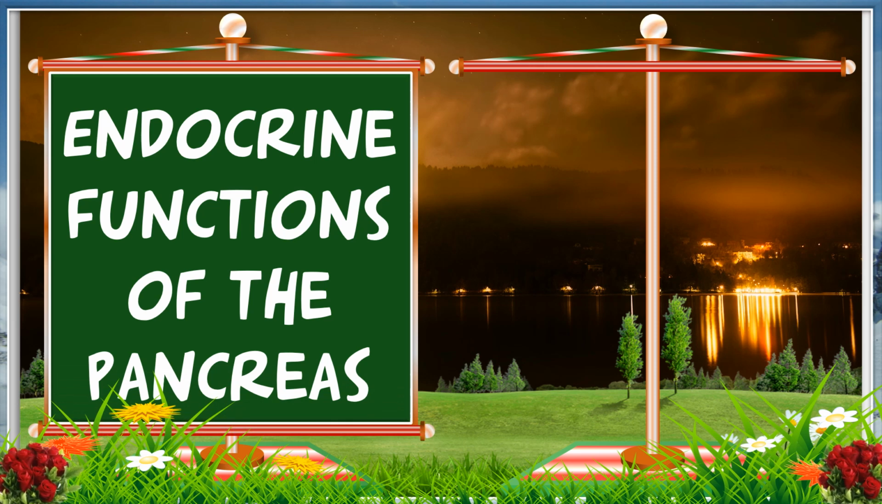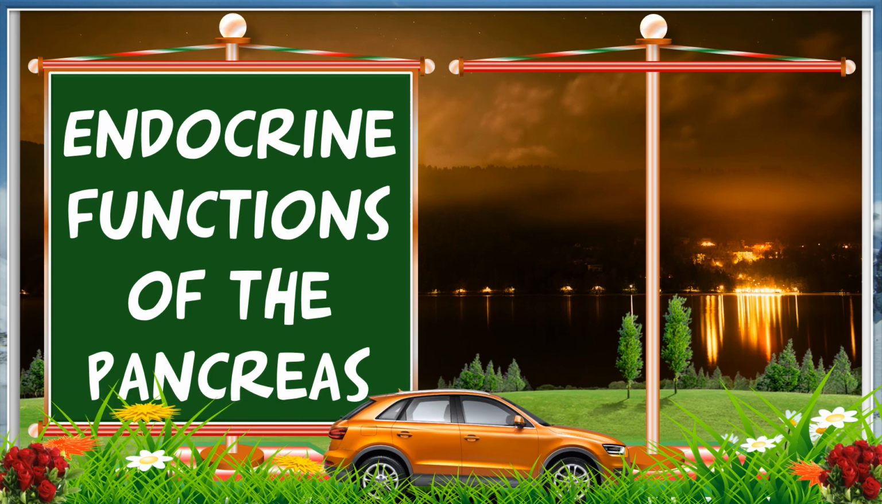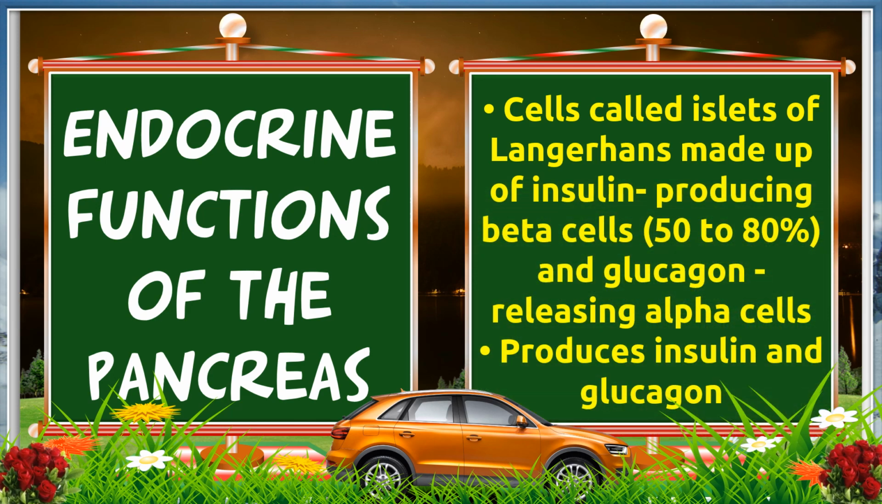Endocrine functions of the pancreas. 1. Cells called islets of Langerhans, made up of insulin-producing beta cells, 50 to 80%, and glucagon-releasing alpha cells, produces insulin and glucagon.